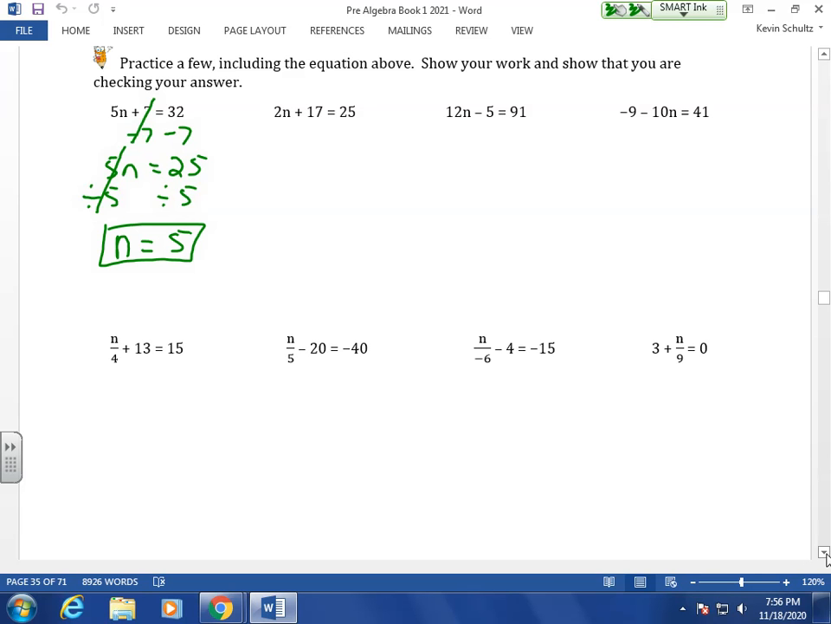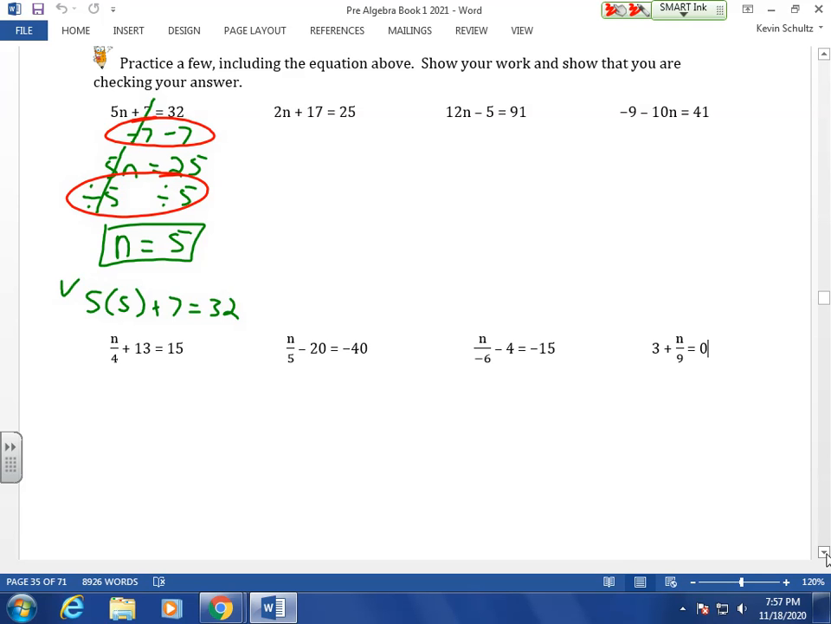Plug that in to check it. 5 times 5 plus 7. 25 plus 7 does equal 32. So the two steps that we have here, we subtracted 7 because it's the opposite of adding 7. We divided by 5 because it's the opposite of multiplying by 5. Whatever's being done in the equation, you're going to do the opposite, starting with the addition or subtraction, starting with the constant.